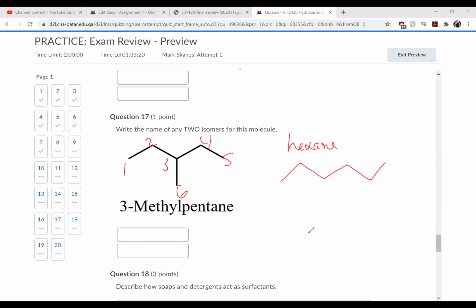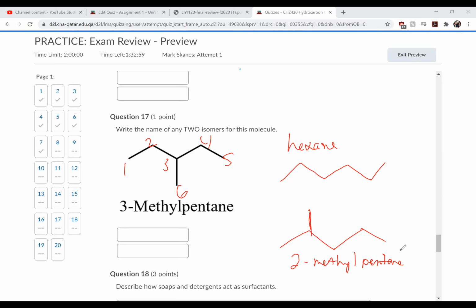Another one: why do I have to have the methyl on the third? Why don't I put the methyl on the 2? So this would be 2-methylpentane. I could have 2,2-dimethylbutane, right? I mean, you could be very creative here, but keep it simple.